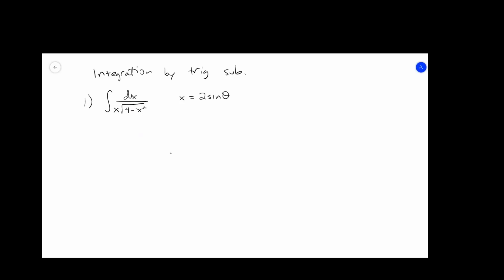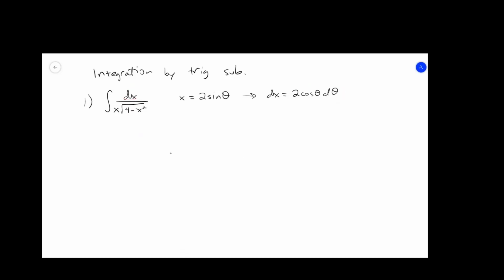Now, this seems like a strange thing to do. Like, why would we do this? But we'll see that it actually works fairly well. Now, we always need to remember what happens to the dx as well. So dx is just derivative of x, or du is the derivative of u if you're using u's instead. 2 cosine theta d theta. So we know that this numerator here, when we see this dx up here, it's going to change into 2 cosine theta d theta.